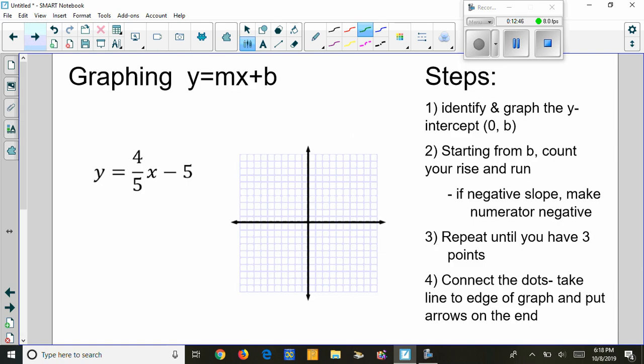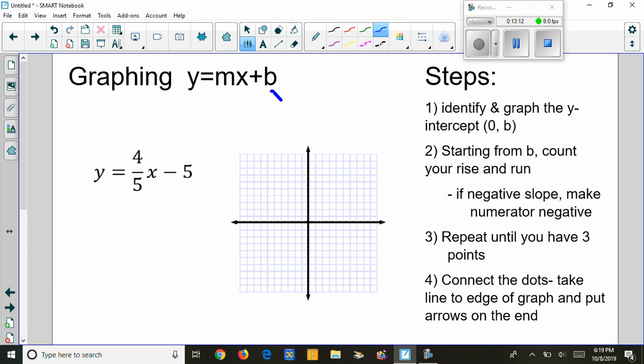Now we're going to look at how you put slope-intercept form on the graph. The steps are on the right side, and you'll want to copy these down. First, we're going to identify and graph the y-intercept, which is going to be an ordered pair of (0, b). So let's do that and look at our graph.